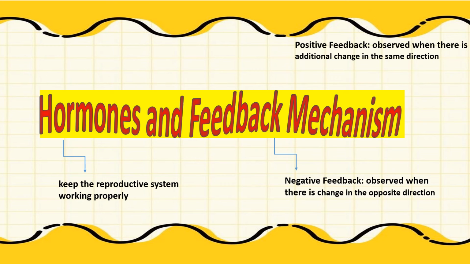Positive feedback is observed when there is additional change in the same direction. For instance, you have substance A and substance B. An increase in substance A would lead to the increase in substance B. So that is a positive feedback. Then, negative feedback is observed when there is a change in the opposite direction. Halimbawa, you have secreted substance A, then substance B, magdi-decline yung kanyang concentration. So that's the negative feedback.